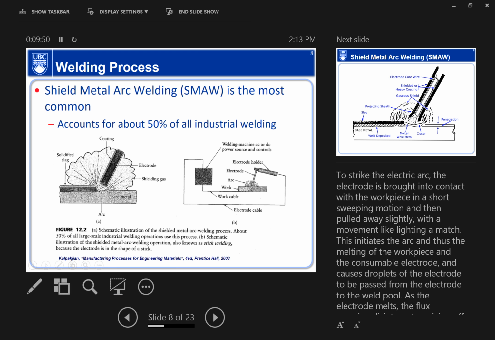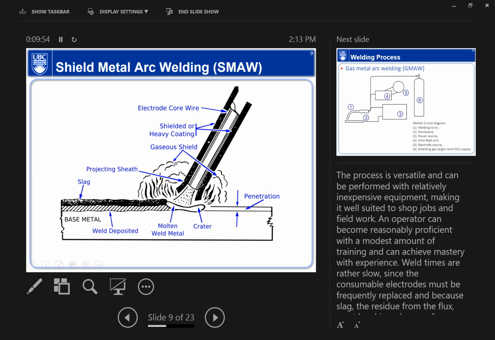So that's stick weld. This is a different picture showing the process of doing stick weld. That's the slag that we have to scrape off at the end of the process.